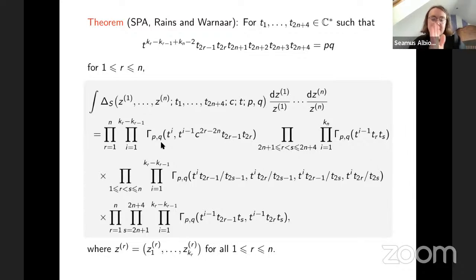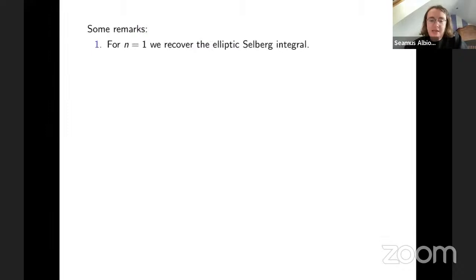And then if I integrate this big density I showed you on the previous slide, I get a nice product of gamma functions. And I would say this is really a nice product. This completely generalizes structurally the AN Selberg integral of Varma. So the structure is almost completely identical. In particular, for n equals 1, we get back the elliptic Selberg integral of Van Diejen, Spiridonov, and Rains.